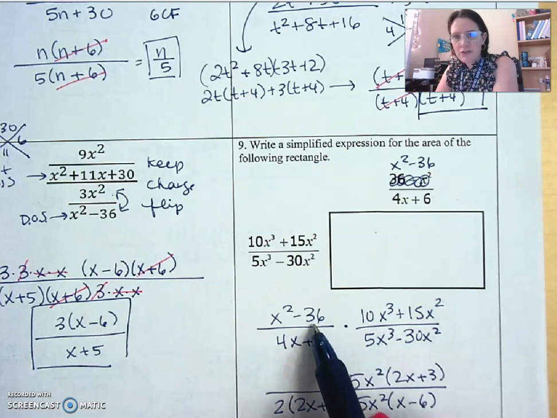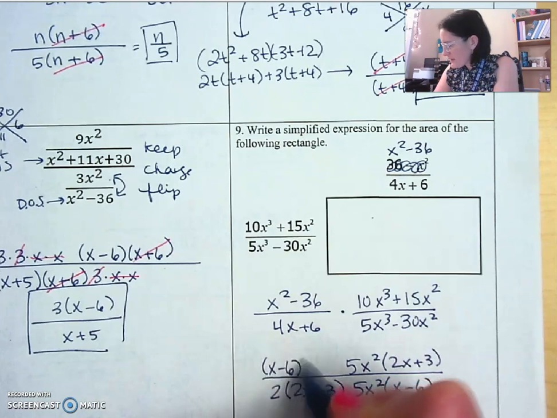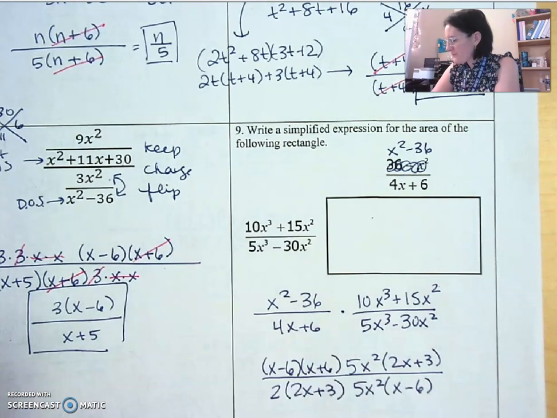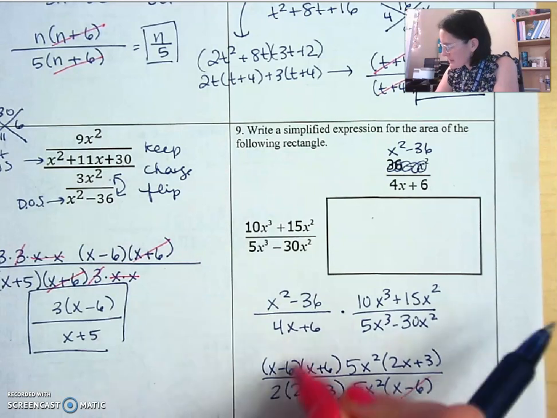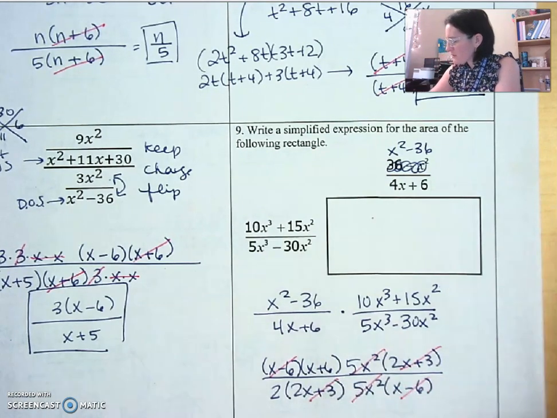And then this numerator is difference of squares. x minus 6 times x plus 6. Cancel. x minus 6 is gone, 2x plus 3 is gone, and 5x squared, leaves me x plus 6 over 2.